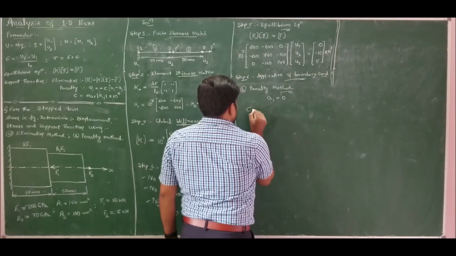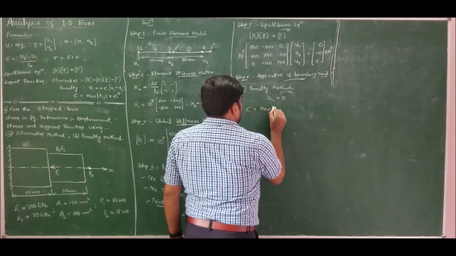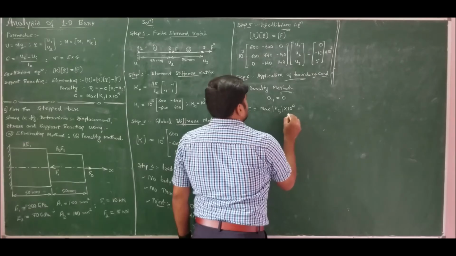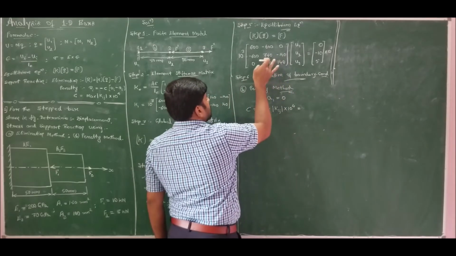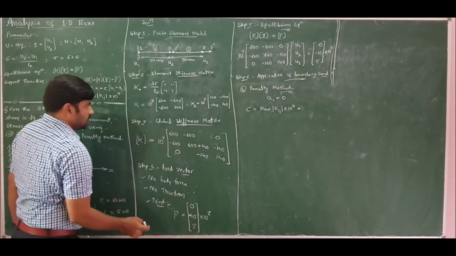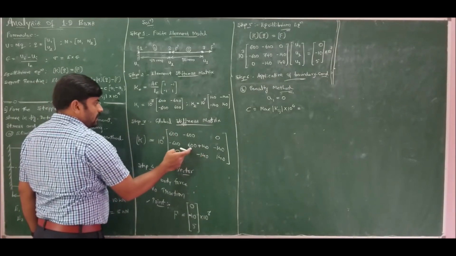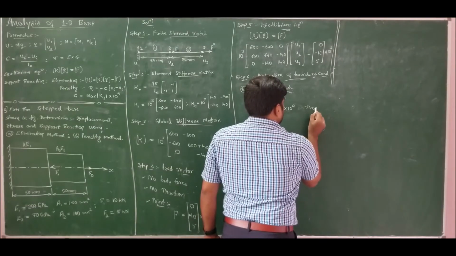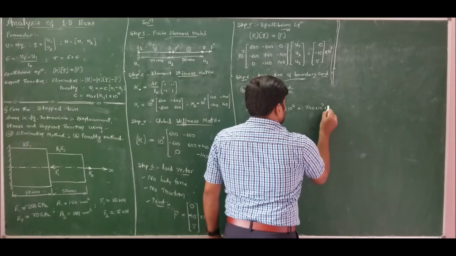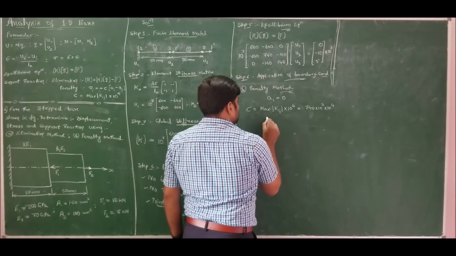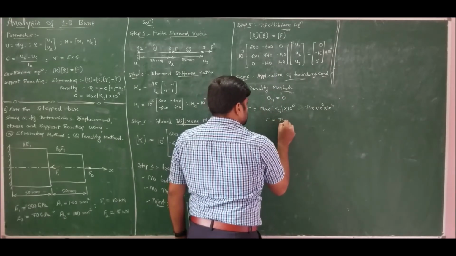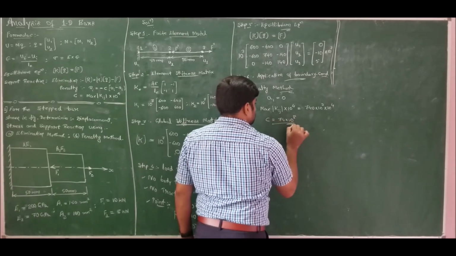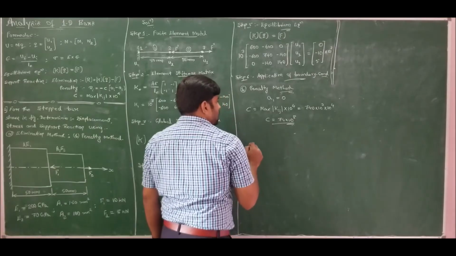You already know that C is equal to the maximum value of the global stiffness matrix times 10 to the power of 4. The maximum value in the global stiffness matrix is 714 times 10 to the power of 3, which you can see here. So it is 714 times 10 to the power of 3 times 10 to the power of 4. Therefore the value of C is 74 times 10 to the power of 8.